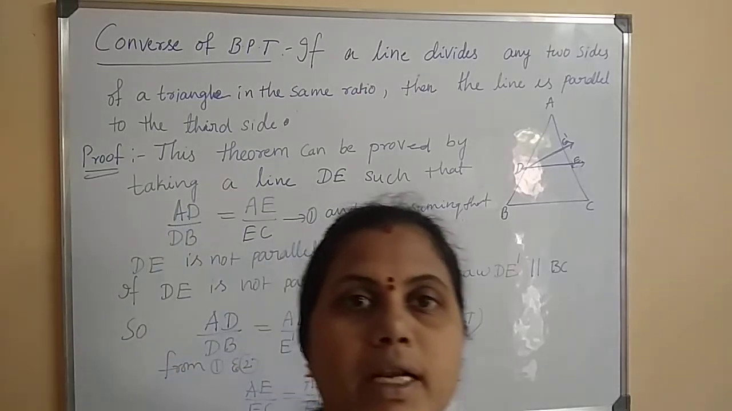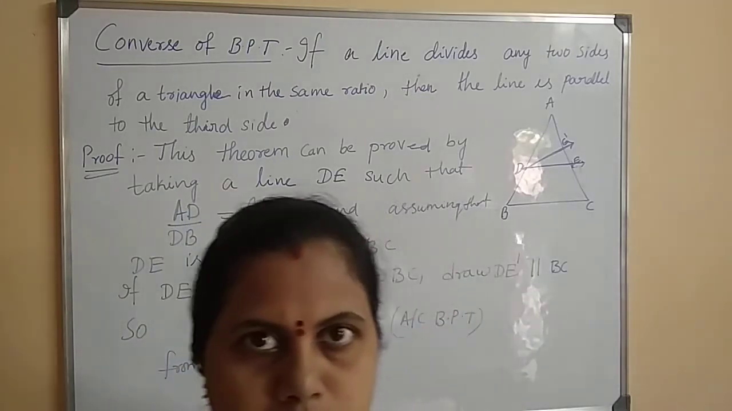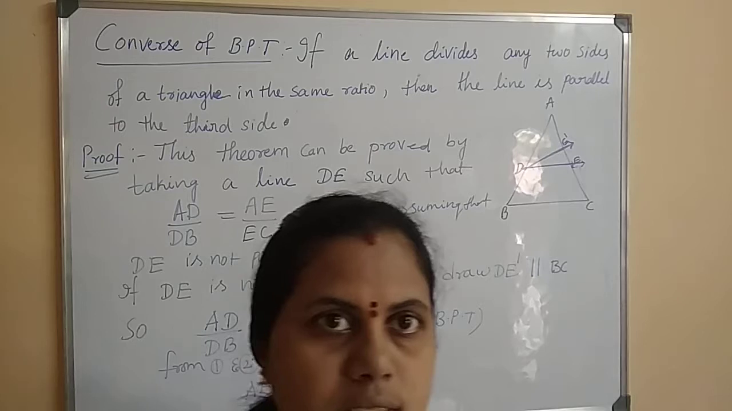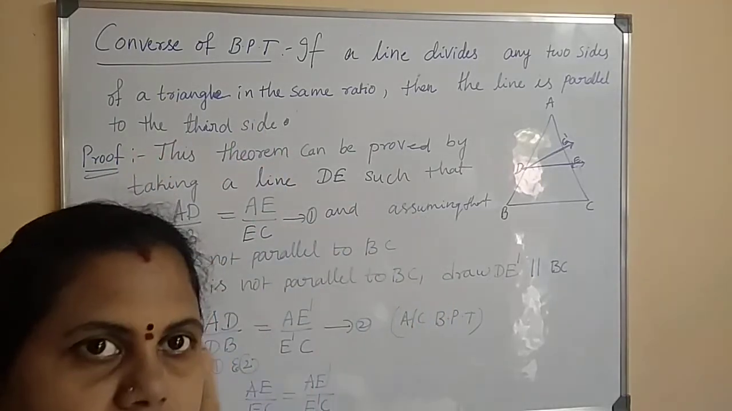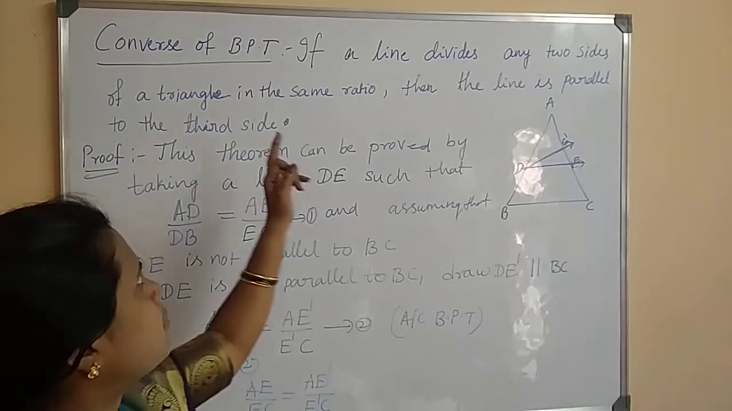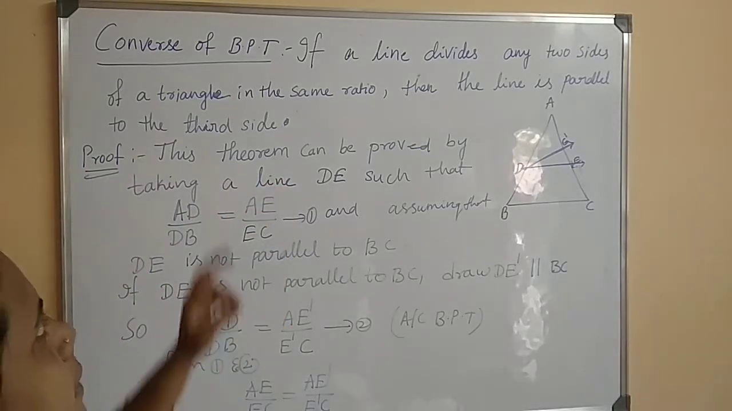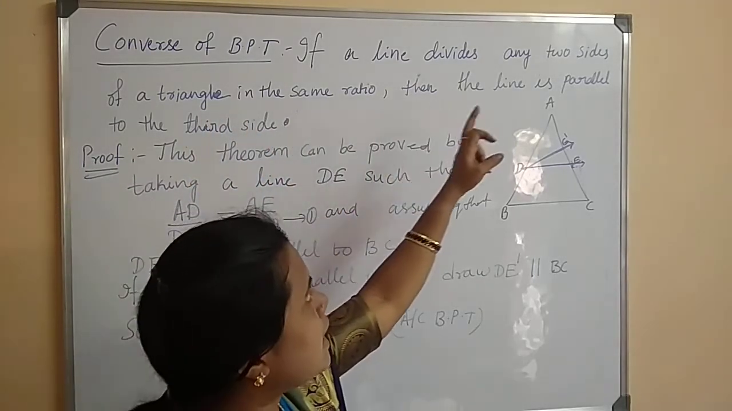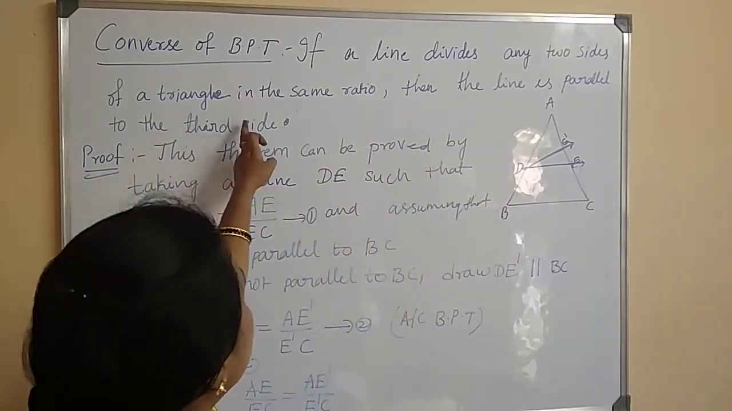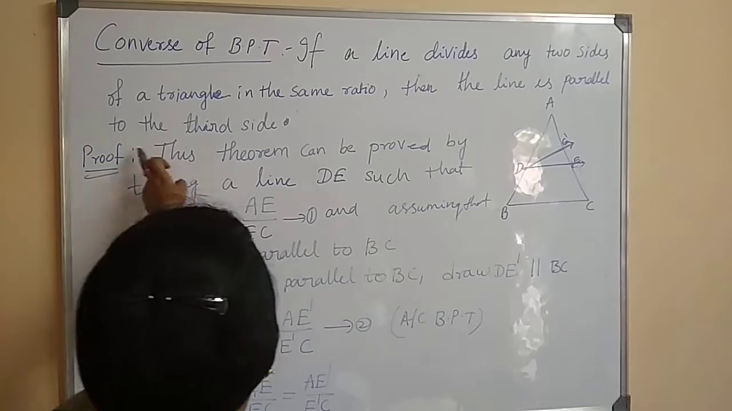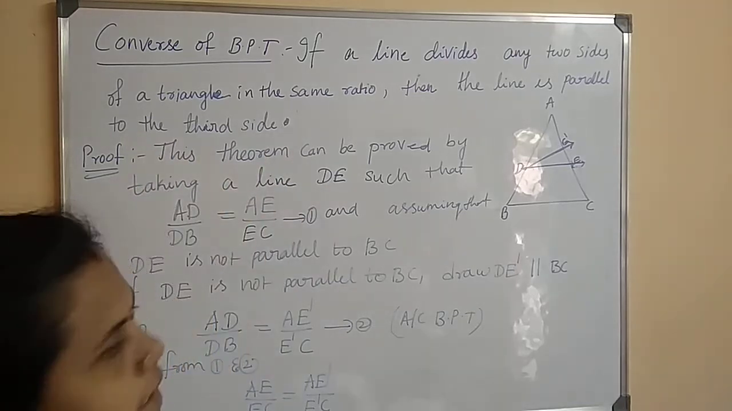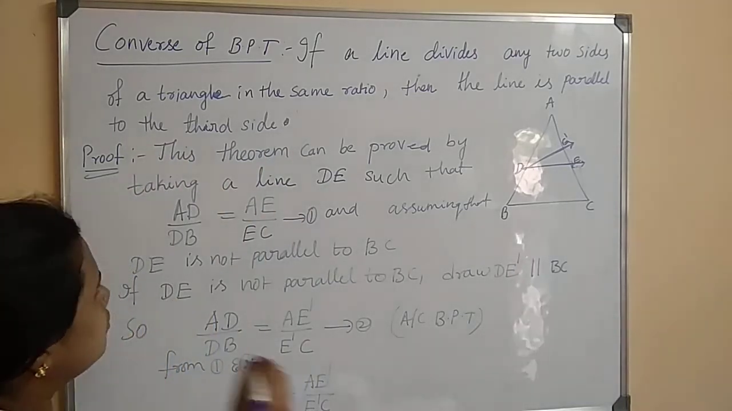Yesterday I completed the basic proportionality theorem proof. Today I am going to teach the converse of the basic proportionality theorem. What is the statement of the converse? If a line divides any two sides of a triangle in the same ratio, then the line is parallel to the third side. See here what you have to prove and what they are giving.